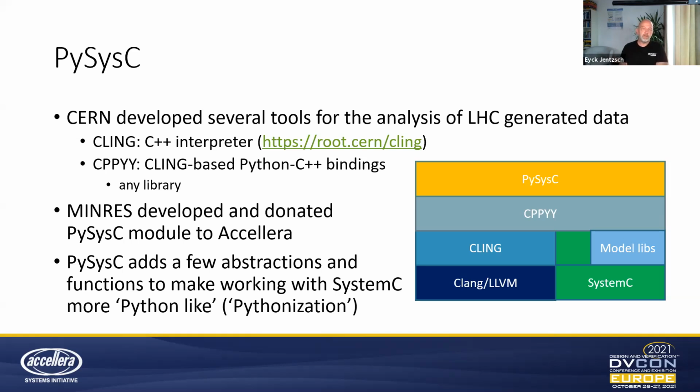On the right-hand side in the picture, you see how this layering looks like. On the left-hand side, we have Clang and Cling, the C++ interpreter. On the right-hand side, the modeling libraries or the SystemC library, they are wrapped or they are made accessible using CPPYY, and we have the PySysC layer on top to ease the usage of SystemC in Python. Now, what are the advantages?